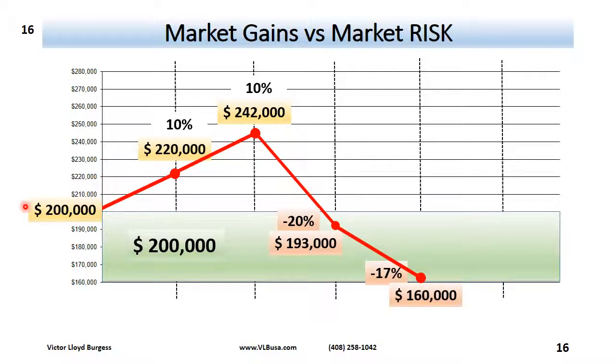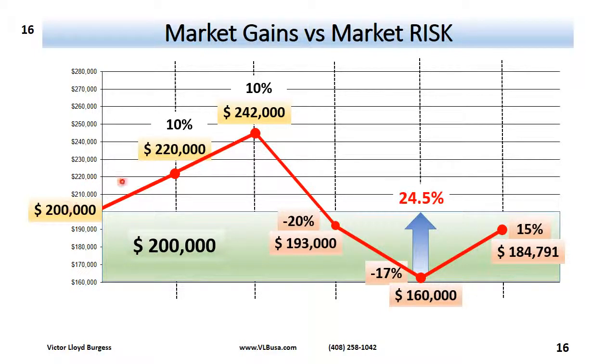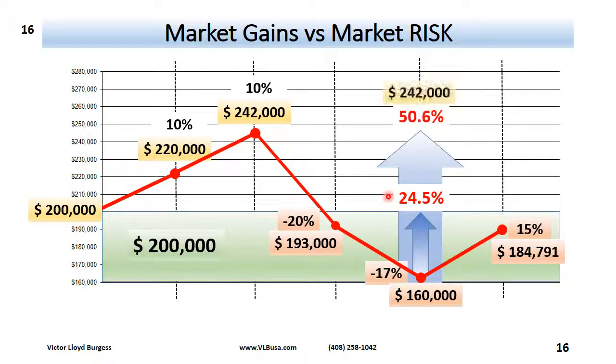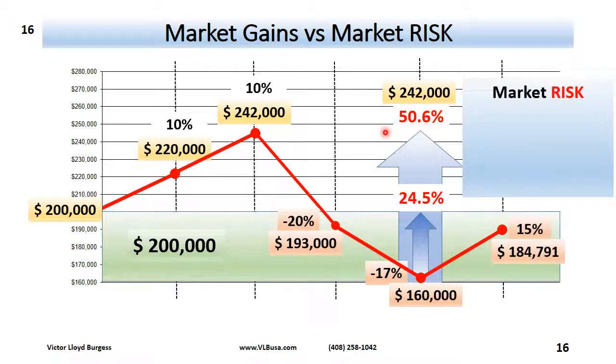It hurts. And if the next year it goes down 17%, you're down to $160,000. Your principal's got a big dent in it, and this does not make you happy. Now, if you happen to get up the next year by 15%, you're up to $184,000. But to get back just your principal, you need a 24.5% return. That's not easy to get. And to get back the losses that you lost, you need a 50.6% rate of return for that year. This is why you don't like the markets. This is why I don't invest in the markets.